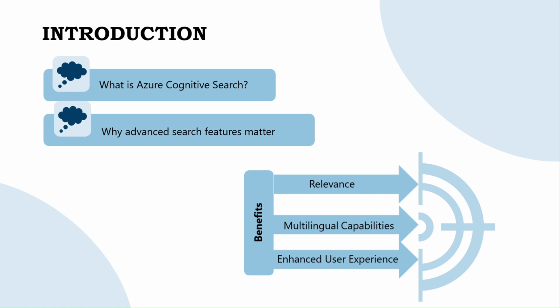So let's start with the basics. What exactly is Azure Cognitive Search? Well, think of it as Microsoft's intelligent, fully managed search as a service platform. It allows you to create powerful search capabilities for your applications, whether you are working with structured or unstructured data. And with features like indexing, natural language processing, and AI powered insights, it is not just about finding data, it's about finding the right data fast and efficiently.